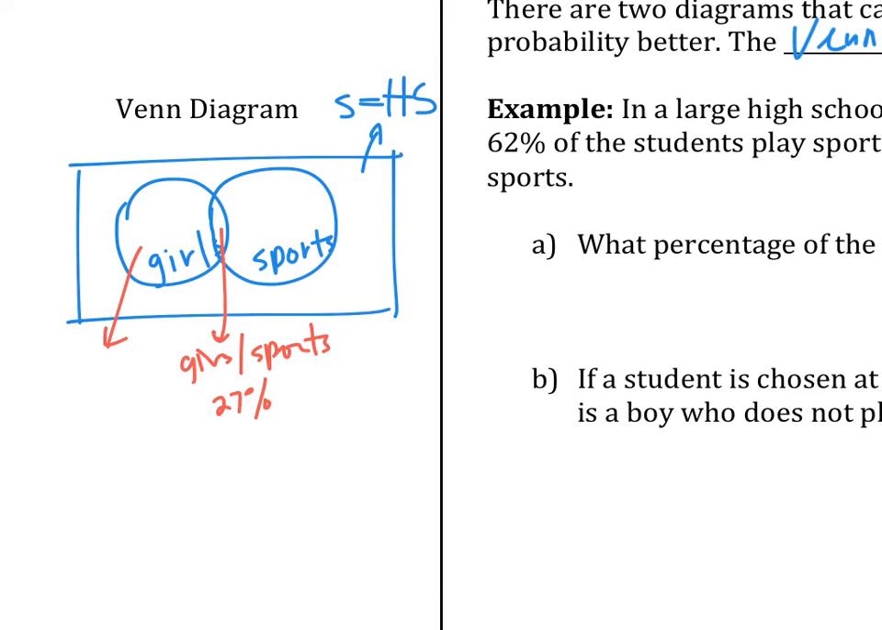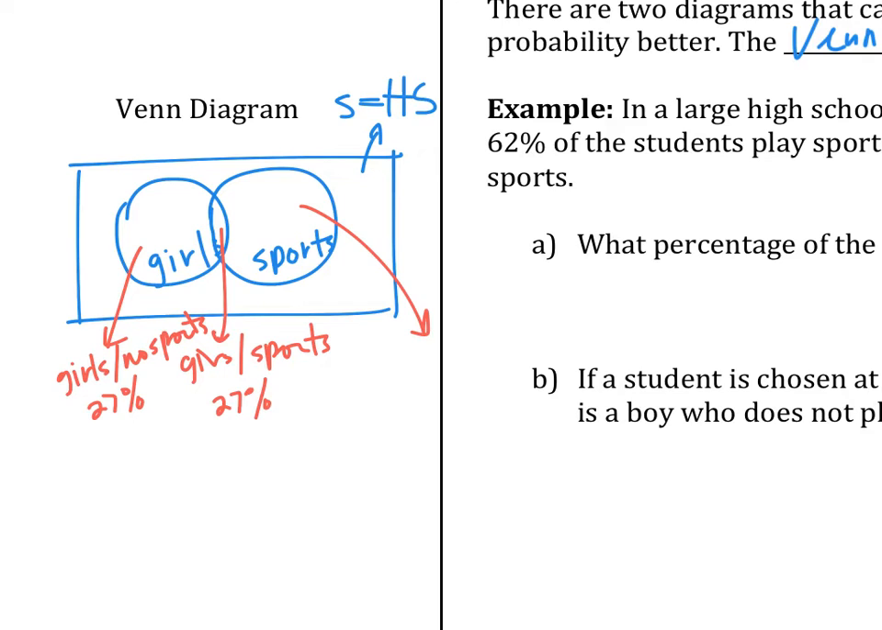Then what does this part represent? This part would represent girls with no sports. They don't play sports. And how many is that? Also 27%. And these percentages that I am writing are out of 100%. So basically, if I add up all these numbers, eventually they have to add up to 100% because this is the sample space. And everything in this sample space in this high school, all the probabilities have to add up to 100%.